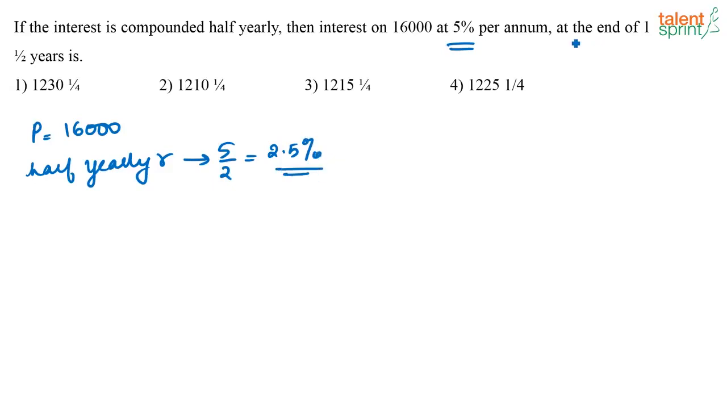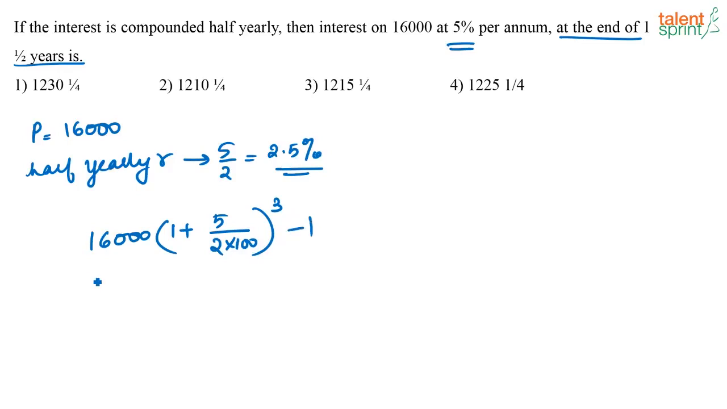Now what is the compound interest at the end of 1.5 years? Here the interest is compounded half yearly, that is, every 6 months the interest is calculated. So for 1.5 years, how many times will the interest be calculated? That is 3 times, right? One way you can do it is 16,000 into 1 plus 5/2 by 100, the whole cube. That is, at this rate of 2.5%, the interest is calculated 3 times. Either solve it this way.